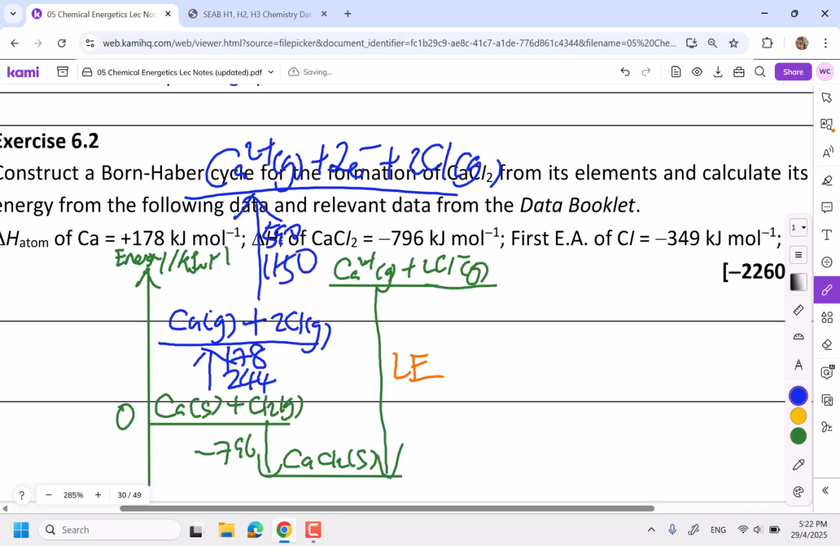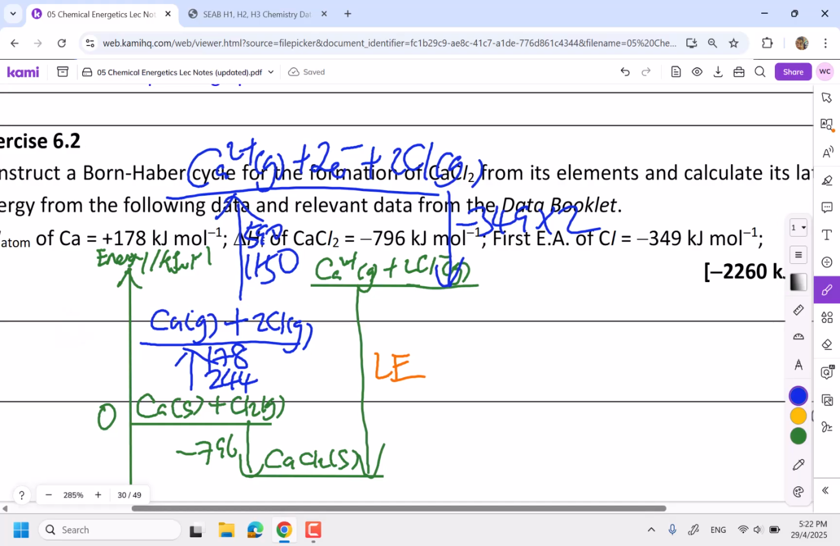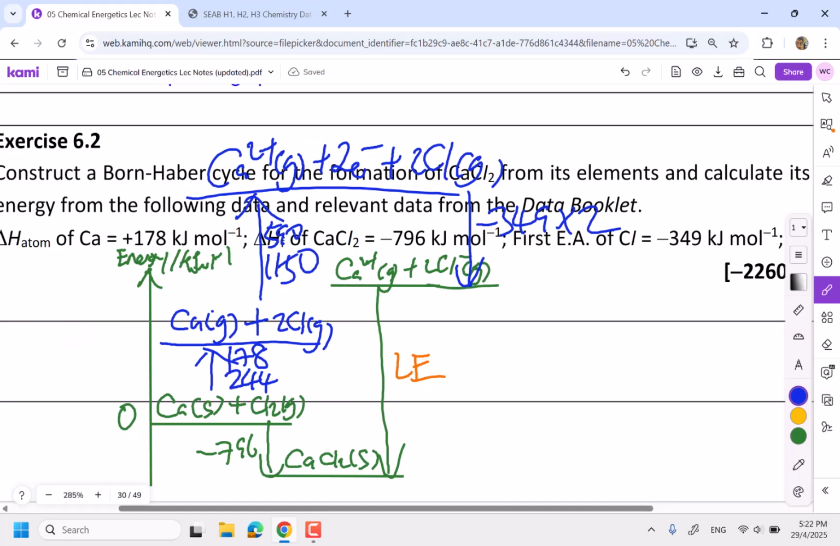Alright, then after that, first EA of chlorine, so that's negative 349. I have 2 moles of chlorine, so negative 349 times 2. Therefore I'm going to calculate my lattice energy. I'm going to use orange, going in this direction, downwards. If it's against the flow of the arrow, then I'll switch the sign over.